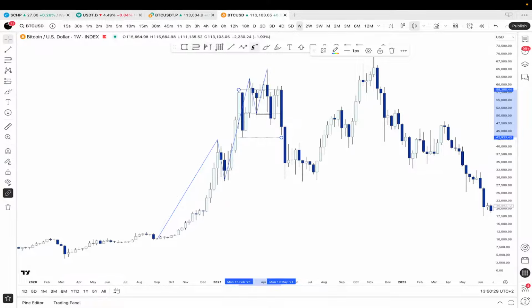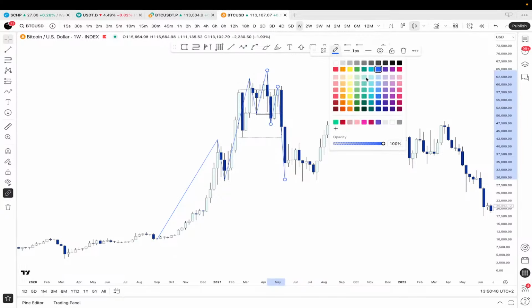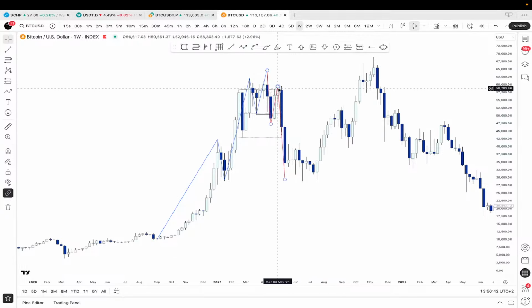So what is our new market structure then on the weekly time frame? It's lower low, lower high, lower low. So I'm gonna make this in a different color. So that's how you use market structure on the higher time frame.